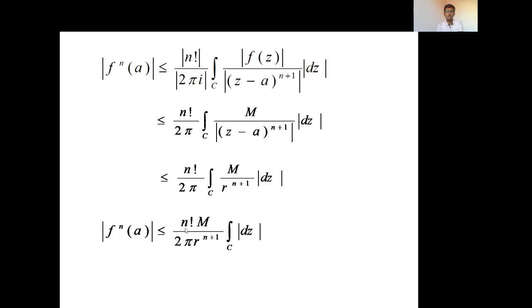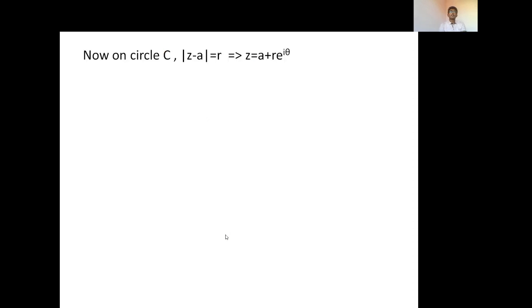This is less than or equal to, since this is a constant, take it outside: n factorial into M divided by 2 pi into r power n plus 1, integration over C. But the circle is C, therefore the circle equation is modulus of z minus a equal to r. To remove this modulus, z is equal to a plus r into e power i theta. Therefore z is equal to a plus r e power i theta. Differentiate this with respect to theta.